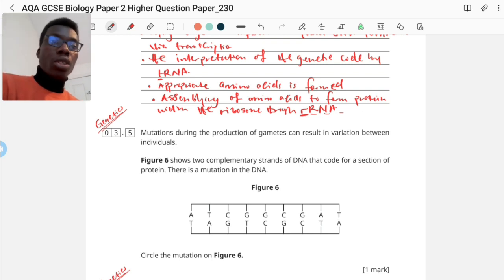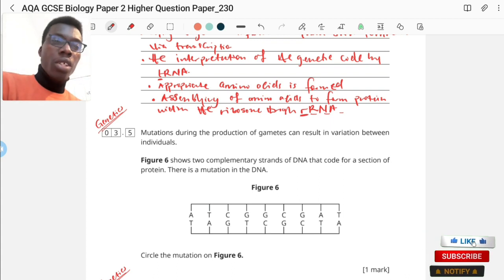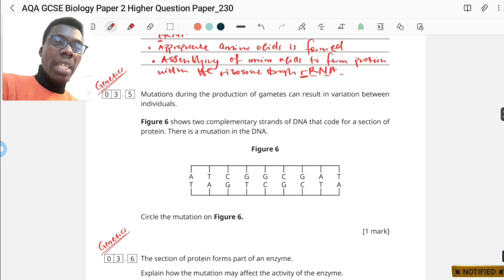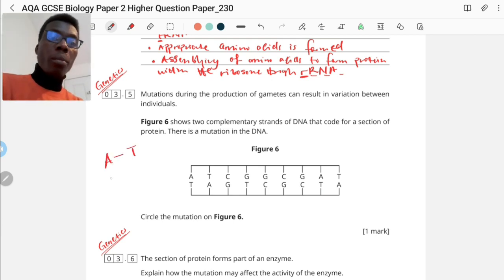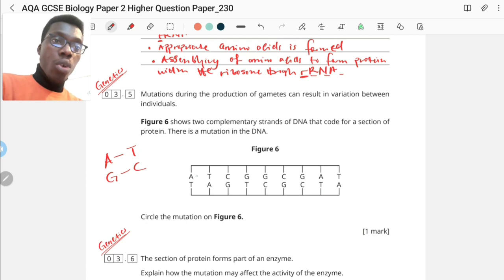So that's it. So it says here, mutation during production of gametes can result in variation between individuals. Okay, figure 6 shows two complementary strands of DNA that code for a section of protein. There's a mutation in the DNA. Circle the mutation. Okay, remember that every base has its complementary partner. What do I mean? Adenine will always bind with thymine in DNA. Then guanine will always bind with cytosine. So A to T, T to A, C to G.